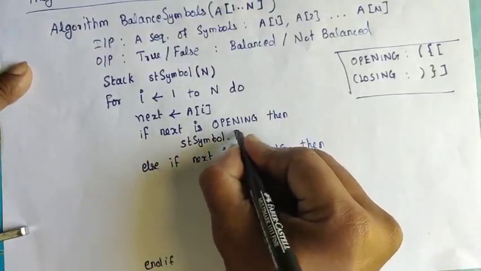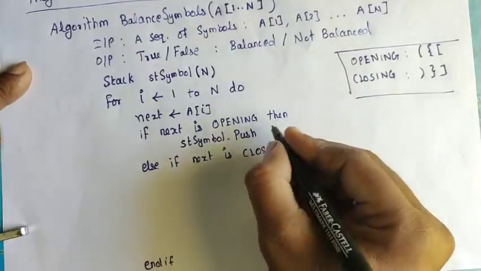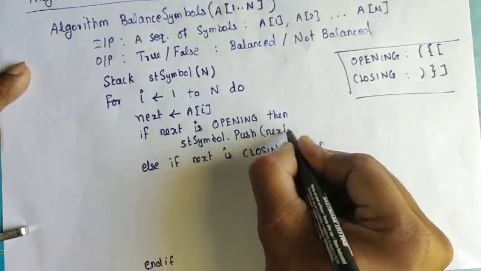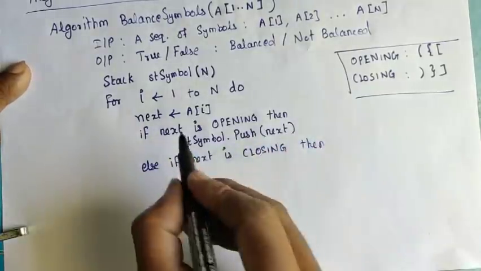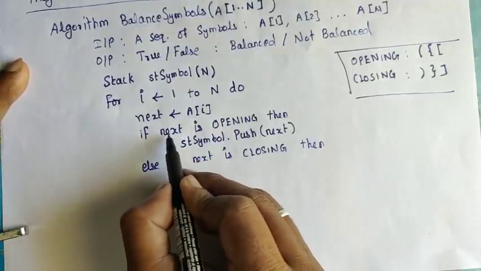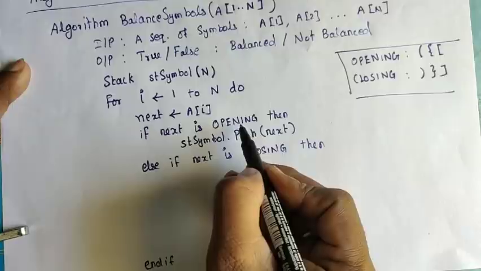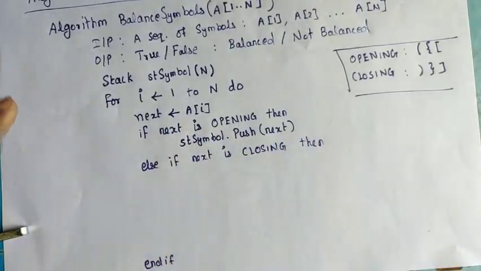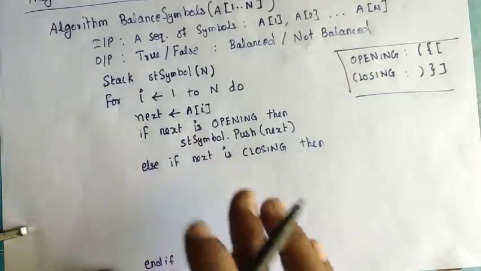Symbol dot, I have to call what? Push operation. Push of what? That character. Next, okay, so we are getting the next character, the ith character. We are checking if that next character is an opening symbol. If it is an opening category, you just push that character into the stack symbol, that is a stack.